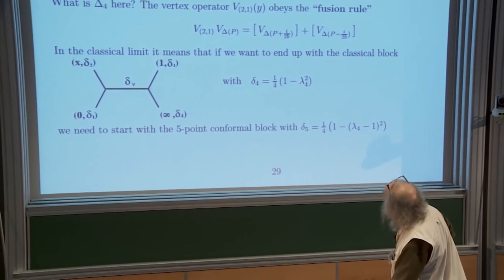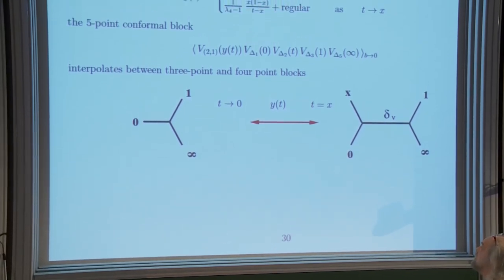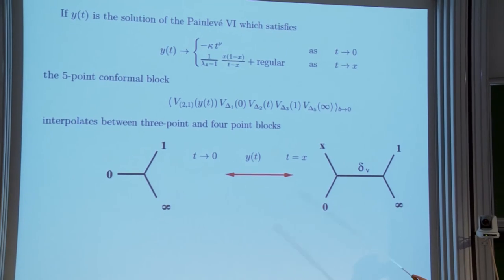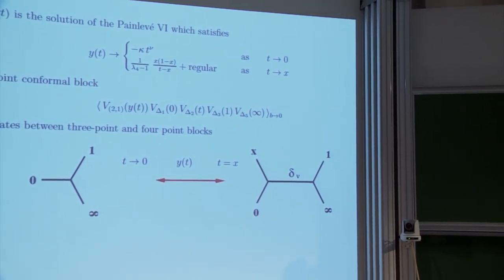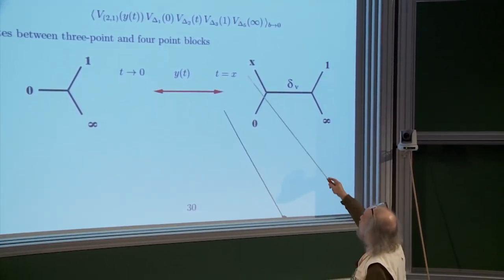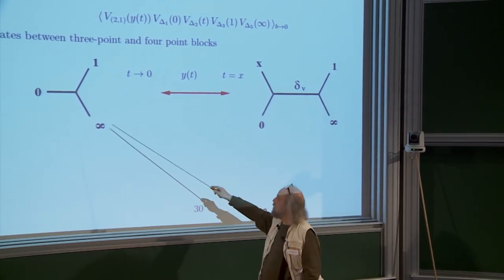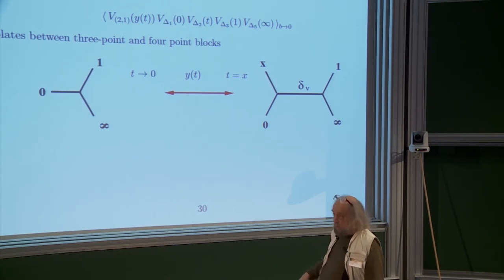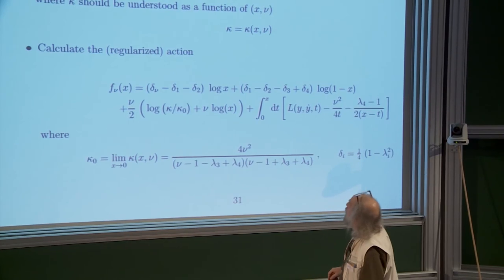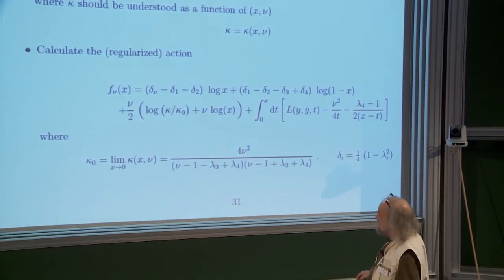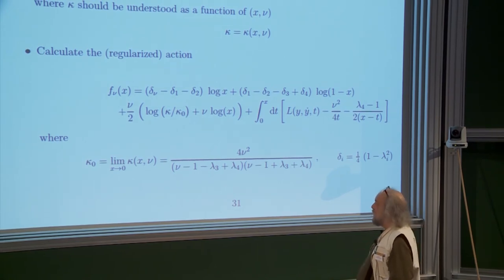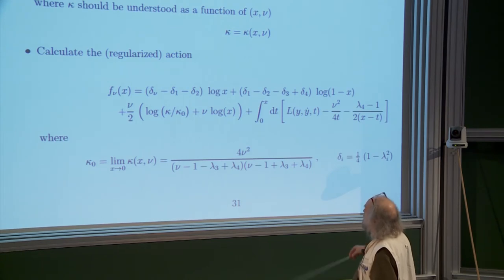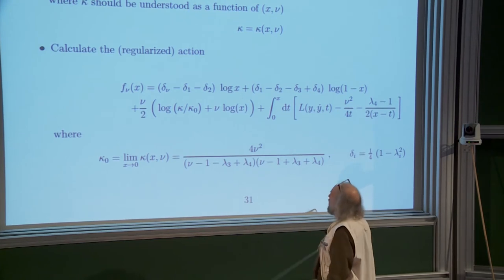I skip the details, but basically the bottom line is, with this particular choice, a certain solution of the Painleve VI equation defined by these initial conditions, which eventually would hit infinity, one of the other insertions, basically interpolates between the three-point conformal block and the four-point conformal block, and basically we need to calculate the classical action on this solution. There are some subtleties, because although the solution itself is regular, because of the Painleve property, the action has some simple logarithmic singularities. One needs to make a regularization and so forth.